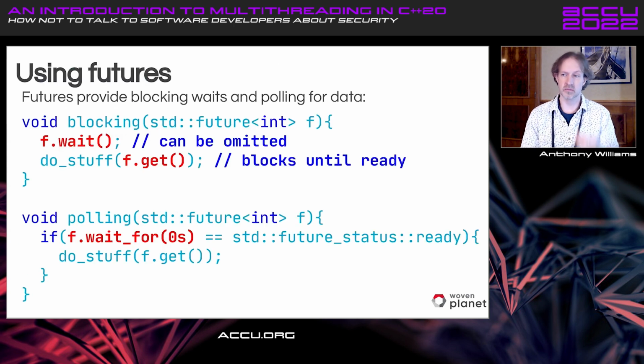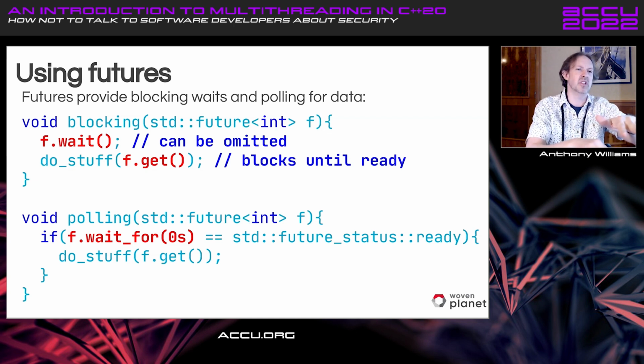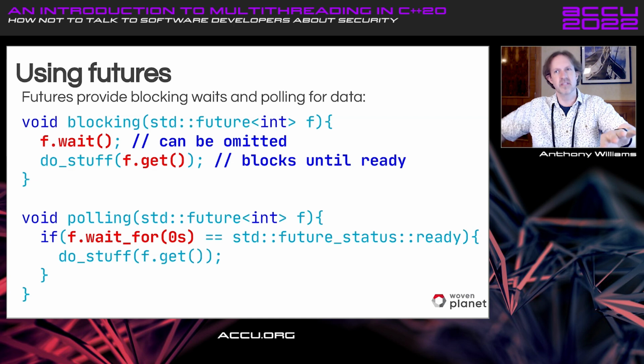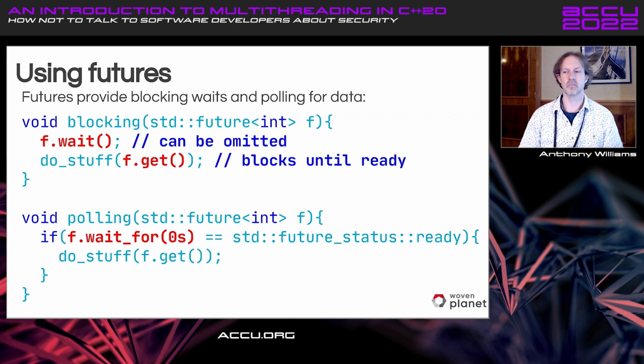So you have the option of doing blocking or non-blocking. You can call wait directly and then call get. But because get does an implicit wait, you can omit that initial wait if you want to, depending on how you're structured. You might want to wait for the thing to be ready, then do a bit of stuff in preparation for how to handle it, then call get. So you might want to do that split, or alternatively, you can just omit the wait.